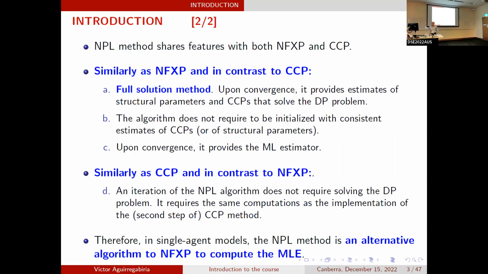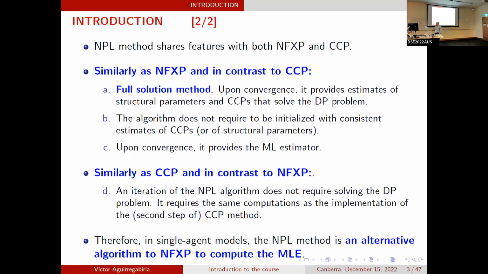Second, similarly again to nested fixed point and different to CCP, it does not require us to initialize our algorithm with good estimates of the structural parameters. We can initialize this algorithm with completely arbitrary values of the vector of CCPs.